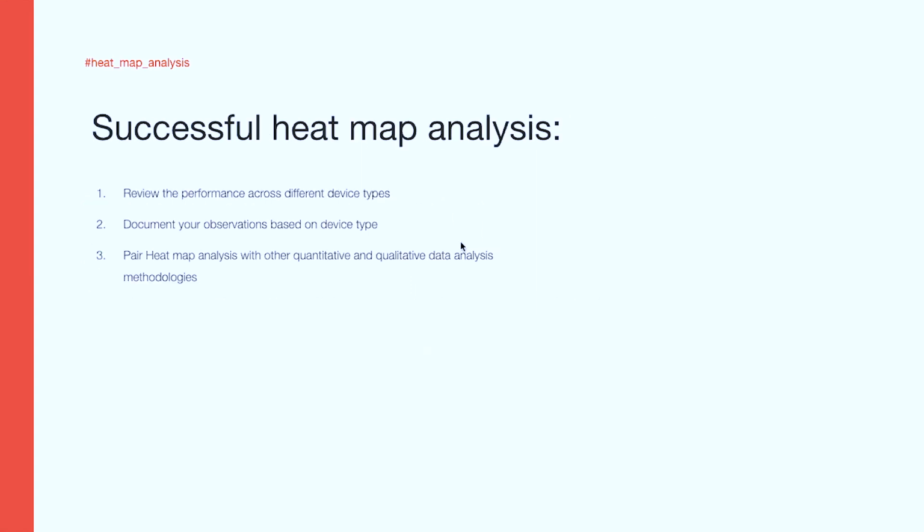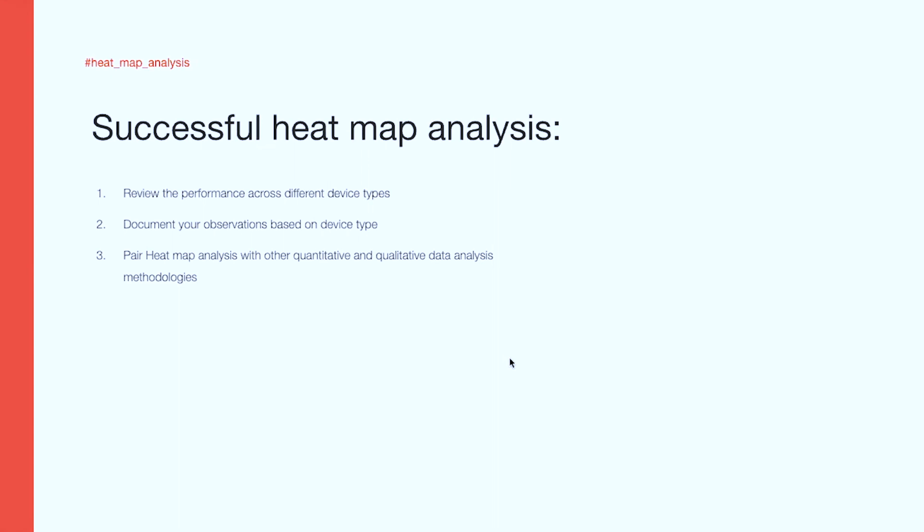Successful heat map analysis will be done when you also review the performance of the different device types, because user behavior on a mobile device will be very different from user behavior on desktop. You also need to document and draw conclusions for each specific device type, because you can do A/B testing, for example, for a mobile device only, because you see that you have issues with the cart specifically on the website on mobile devices.